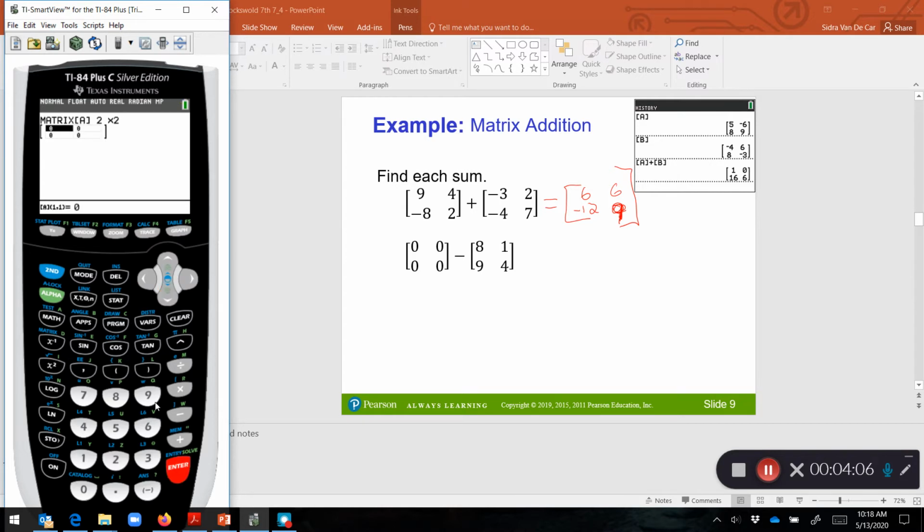Okay, so I'm going to enter 9, 4. Make sure you use the negative sign, 8, and not the minus sign, and then a 2. And then let's go back into matrix, and we're going to edit matrix B to also be a 2 by 2.